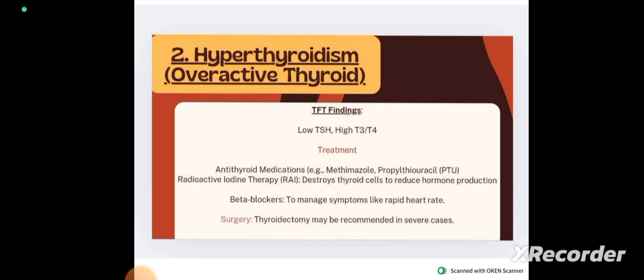Now we have hyperthyroidism or overactive thyroid. We already know the TFT findings. Treatment can be anti-thyroid medications like methimazole and propylthiouracil PTU, radioactive iodine therapy RAI, which destroys thyroid cells to reduce hormone production. Then beta blockers to manage symptoms like rapid heartbeat, that is tachycardia. Surgery, that is thyroidectomy, may be recommended in severe cases. So from oral treatment to surgery, everything is given here in short form.